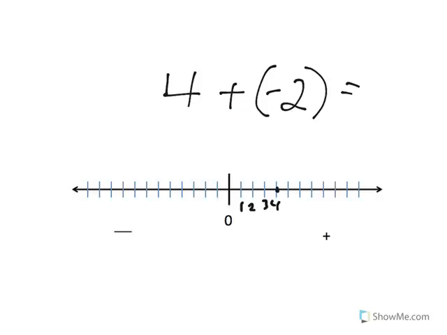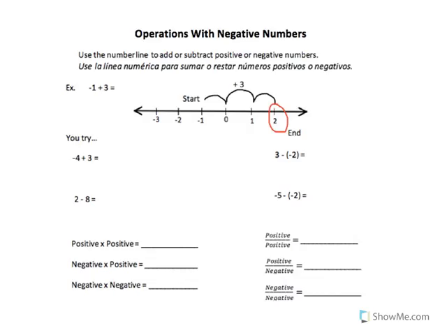I start at 4. I move this way because of the negative, and I end at 2. Do you see how to use your number line to help you? ¿Usted ve cómo utilizar su línea de número para ayudarle? This is in your notes explaining what we just did.